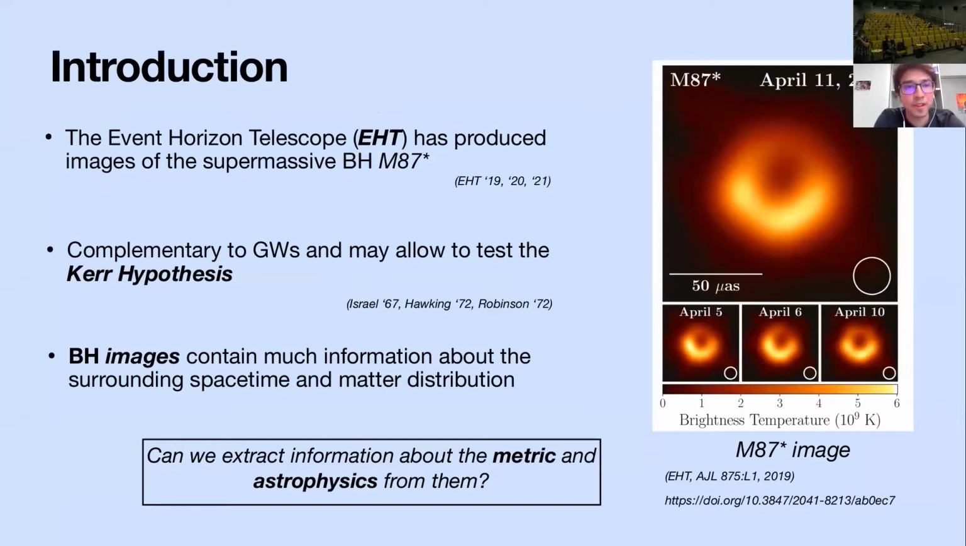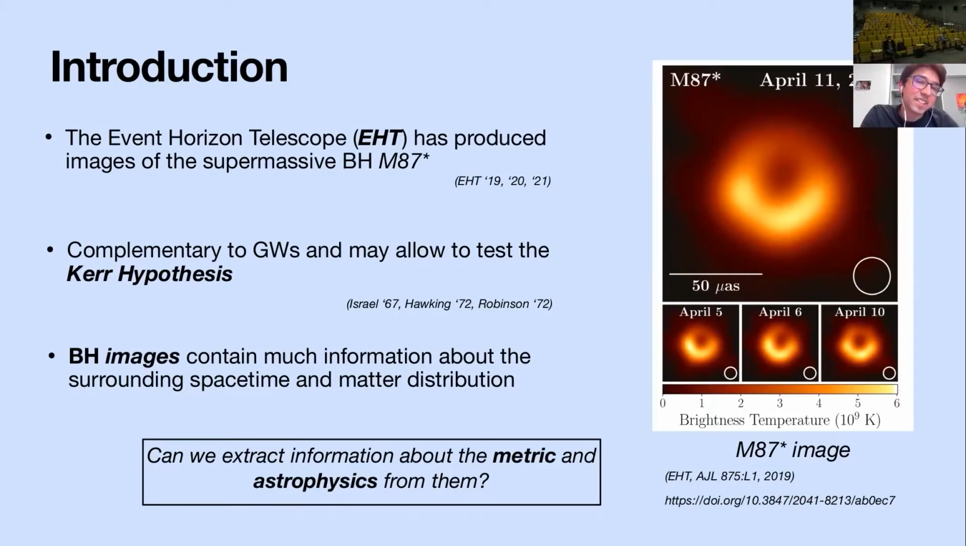Okay, so let me begin by explaining the motivation for this work. As you're all aware, gravitational waves have given us in recent years a lot of information about the strong field regime of gravity. However, the Event Horizon Telescope has also produced images of the supermassive black hole M87 that may also allow us to test gravity.